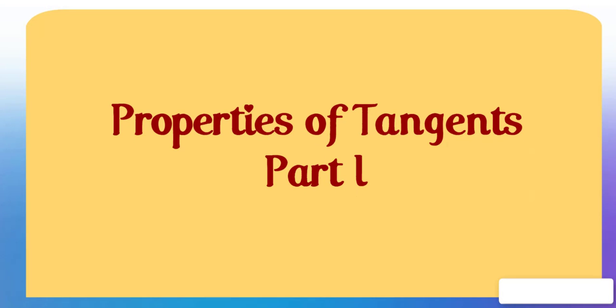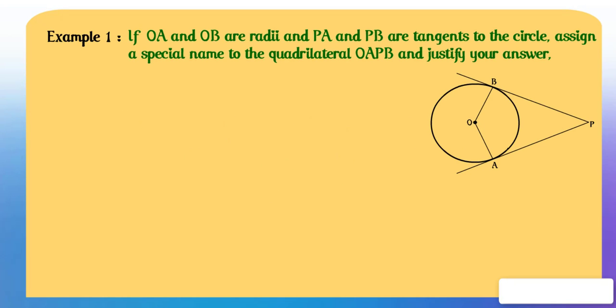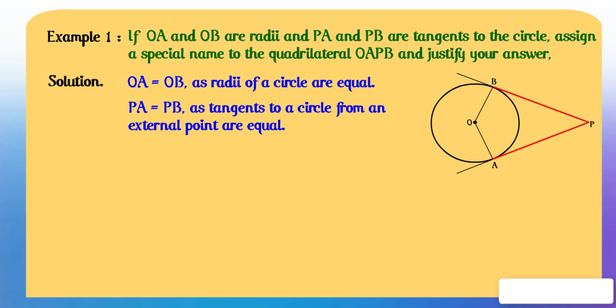Properties of tangents, Part 1. Let's take an example. If OA and OB are radii and PA and PB are tangents to the circle, assign a special name to quadrilateral OAPB and justify your answer. Let's solve this. OA is equal to OB as radii of a circle are equal. PA is equal to PB as tangents to a circle from an external point are equal. Therefore, OAPB is a kite.